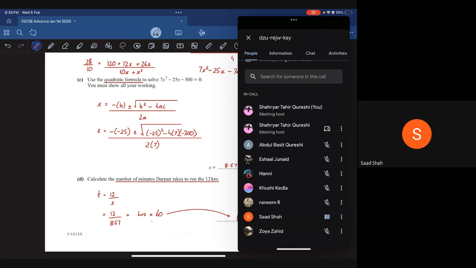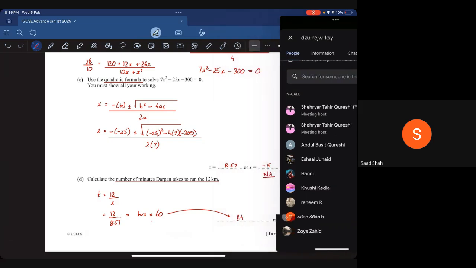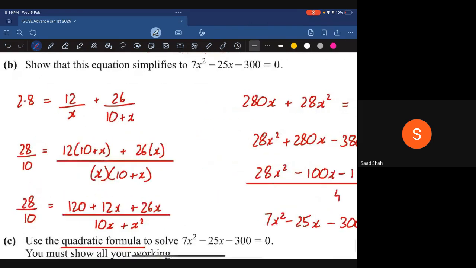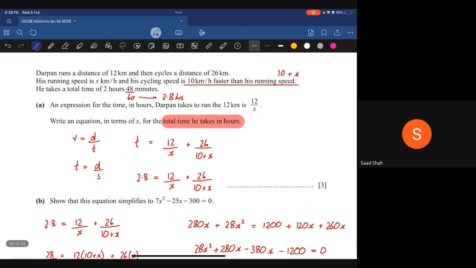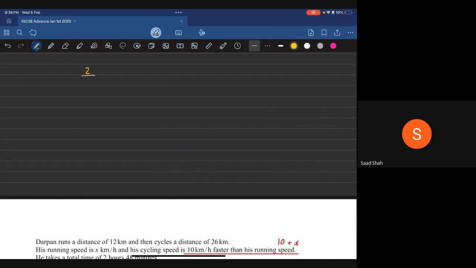Sir, I don't understand why do you multiply the equation by 10 multiplied by x in part D? This part? Yes. LCM? Okay. Consider taking LCM. A very good question, actually. 2 by 3 plus 3 by 4. How do you take LCM, Sad? Multiply the denominators with each other. Multiply 3 by 4 and 4 by 3.